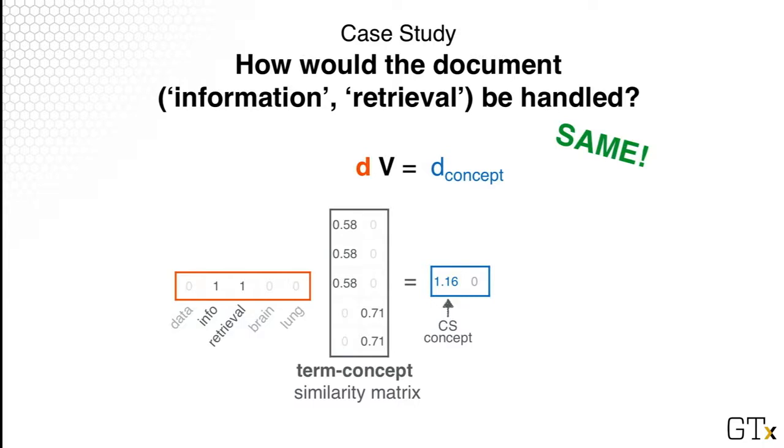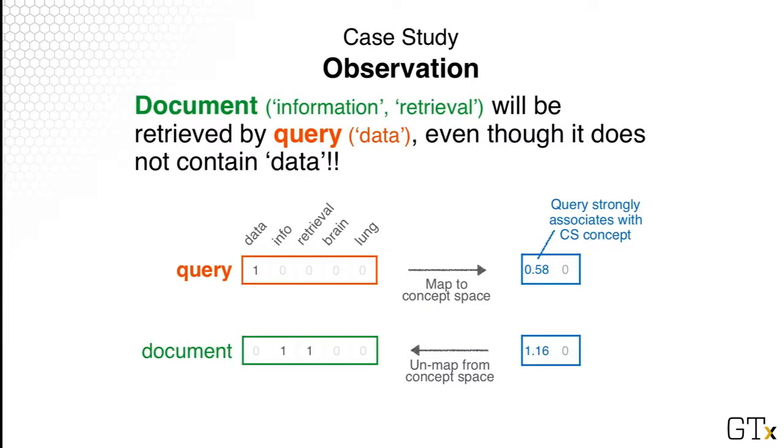So the important observation here is that we started off with the query, which contains only one word, data. However, by expressing everything as vectors, including all the documents, and mapping all of them into the concept space, we can now query or find all these documents that may not even include the word data, as in the example shown below.